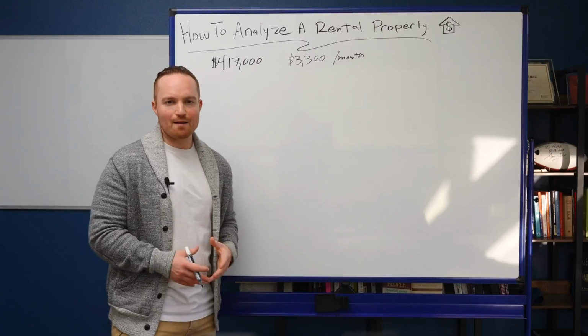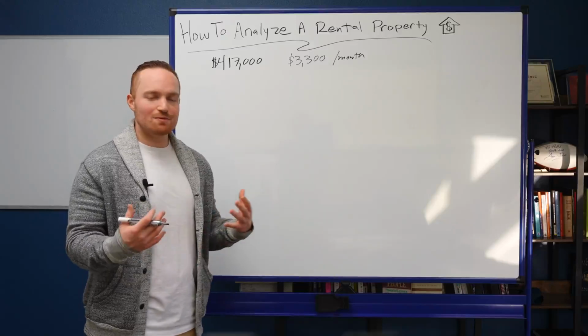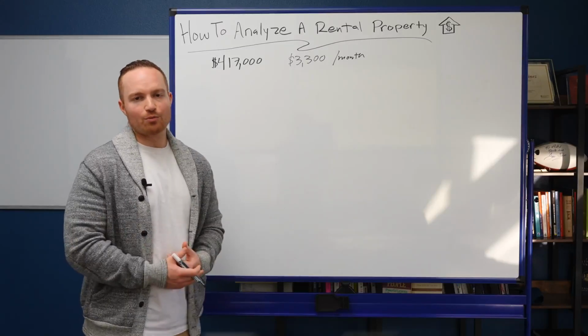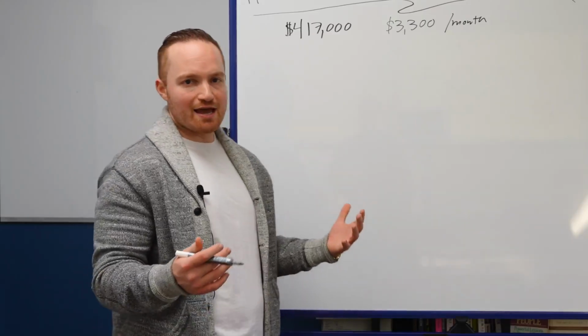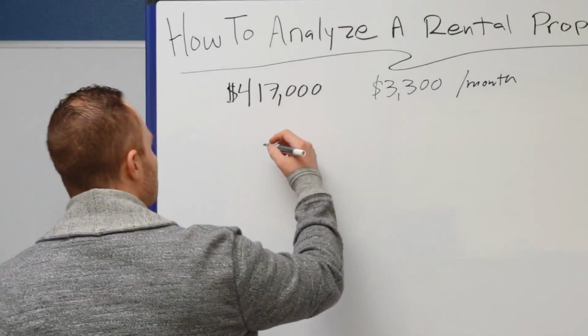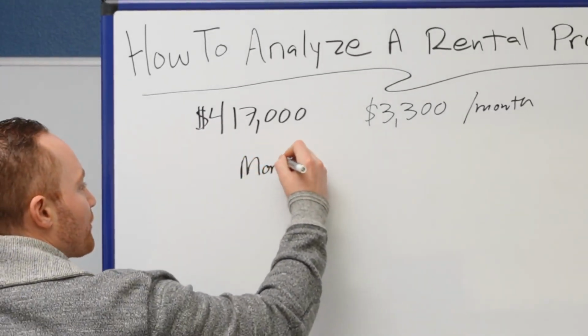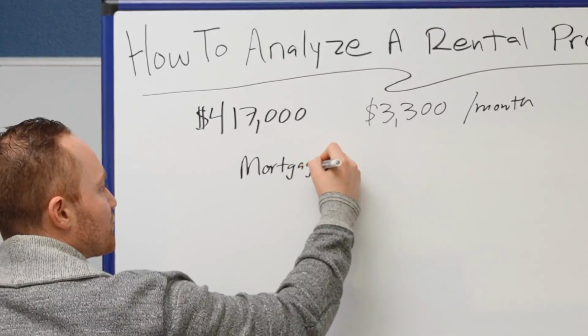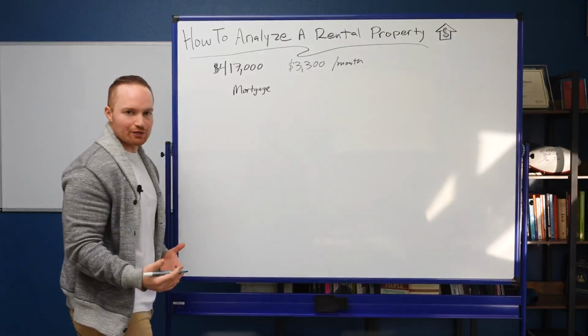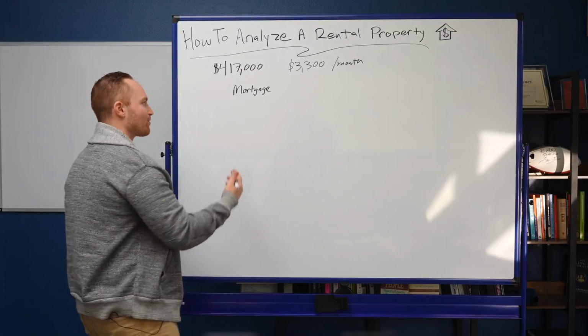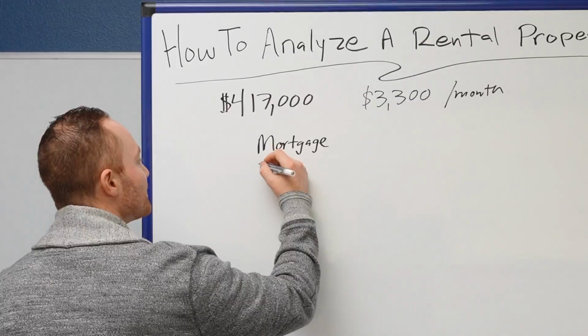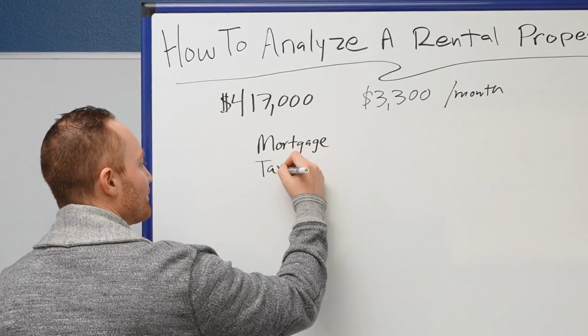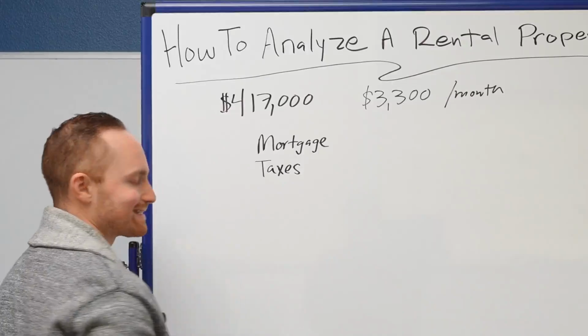Keep in mind that every property has expenses. It's just a matter of fact of owning rental properties. So the main expenses that every property is going to have is pretty much going to be a mortgage, right? Most people don't just have lots of cash sitting around, so you're going to use financing to buy a property. So this is usually going to be your biggest expense. You're going to have to pay property taxes as well.